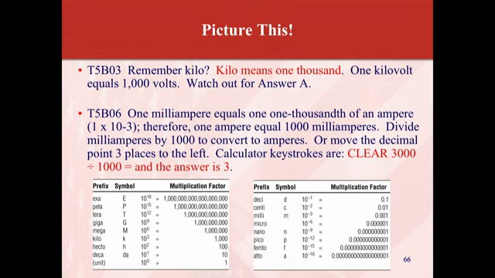1 milliampere equals 1/1000th of an ampere, 10 times 10 to the minus 3. Therefore, 1 ampere equals 1,000 milliamperes. Divide milliamperes by 1,000 to convert to amperes, or move the decimal point 3 places to the left. Calculated keystrokes are clear: 3,000 divided by 1,000, and the answer is 3.